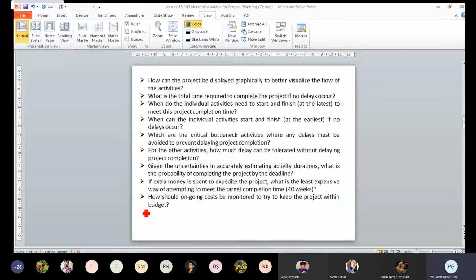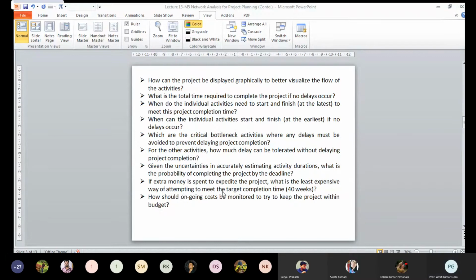So for this type of analysis, you require the cost data for the normal completion time as well as the crash cost time. And the last one: how should ongoing cost be monitored to try to keep the project within the budget? These are the three questions we are not going to answer here. For answering these questions, you require additional data that we will not explain in this problem. We will explain it later on.